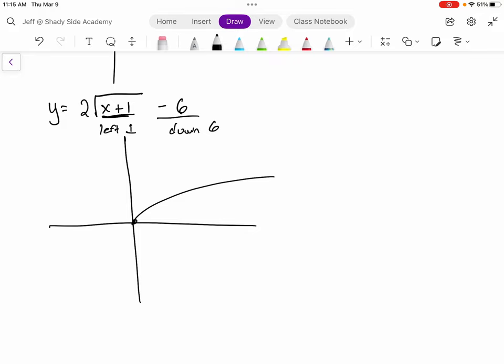We haven't addressed the 2 yet. But we will. Okay, so we're going to go left 1 and down 6. So maybe down here. Okay, and this 2 is going to behave just the way we think it would. Okay, it's going to make the whole thing steeper. It's going to increase faster. It's not a slope. It's going to increase sort of twice as fast.